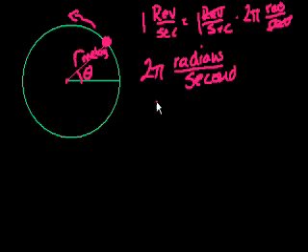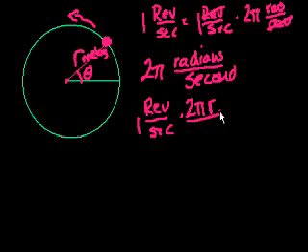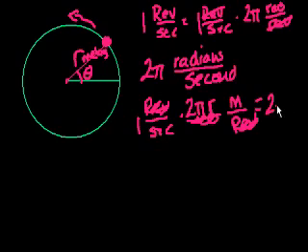Well, you could do the same thing up here. 1 revolution per second times 2 pi r, where r is the radius. Whoops, 2 pi r. You can ignore that line. Meters per revolution, right? That's just the circumference of the circle. And that equals, the revolutions cancel out, 2 pi r meters per second. So that's interesting. Given the radius and how many revolutions per second, we can now figure out its velocity.